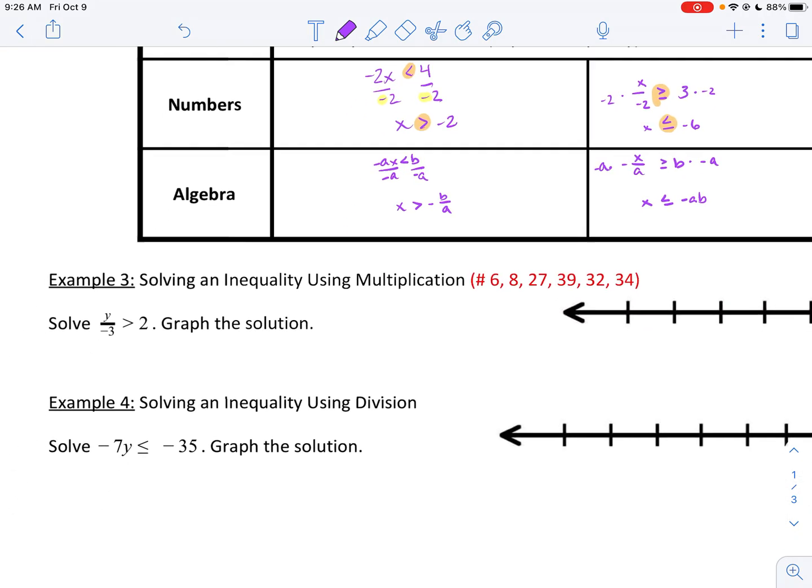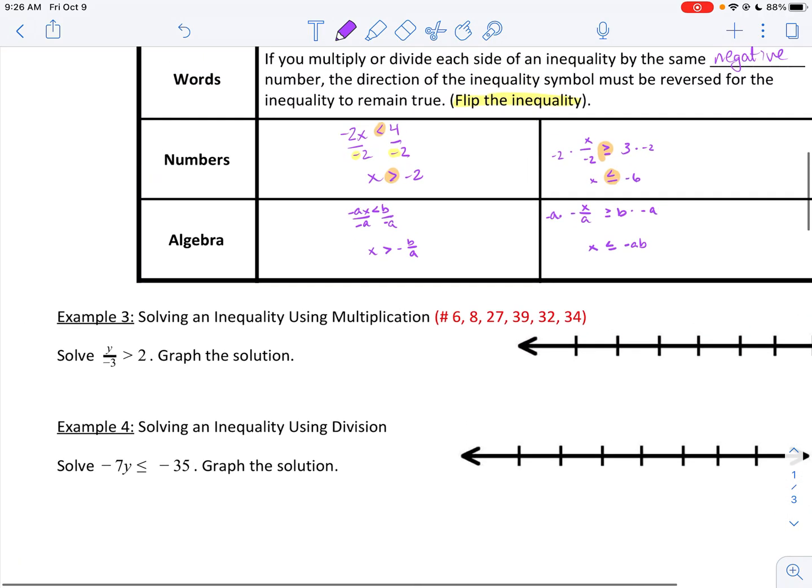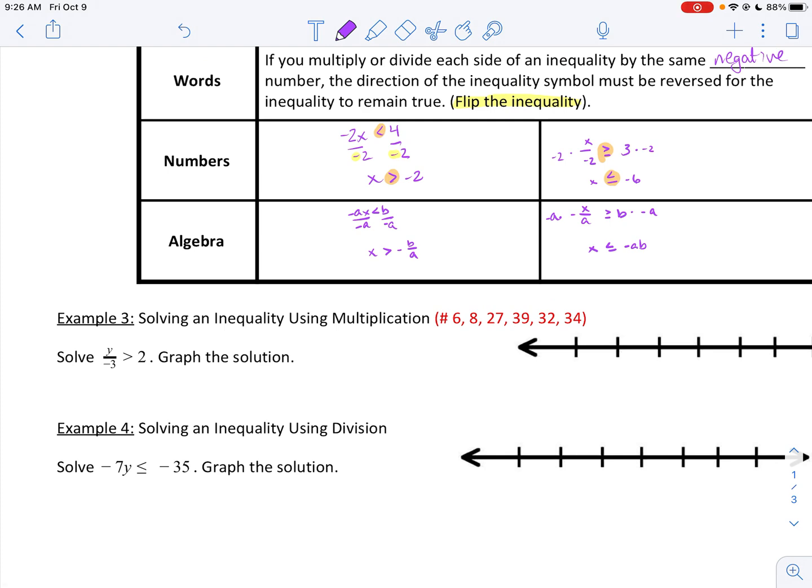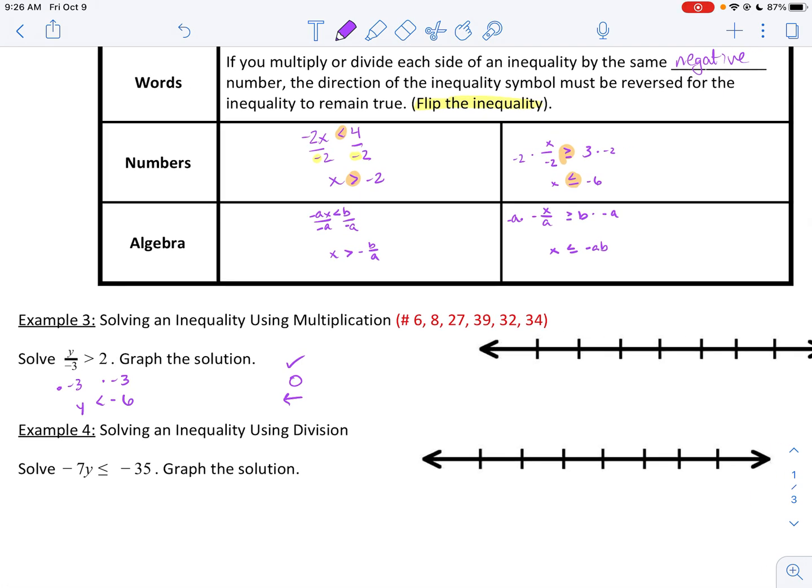So let's do a couple examples together. Example number 3, let's do this. I have y divided by negative 3, so I have to multiply by negative 3, so y is less than negative 6. Don't forget to flip your inequality, only the sign. Now let's take a look. My variable is on the left side, open or closed circle? Open, going to the left. So let's graph it. Negative 6, negative 5, negative 4, negative 7, negative 8, open, going to the left.